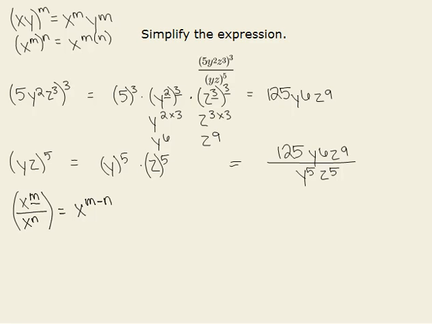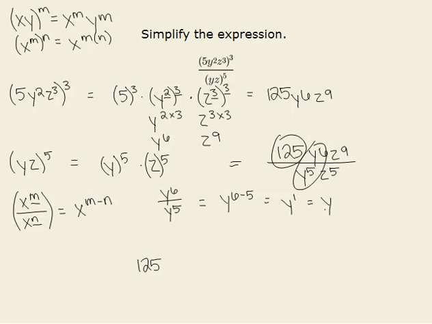So in the numerator, we have the coefficient, and we can write that in our final answer because there are no other coefficients in the denominator. With the y's, we get y to the sixth over y to the fifth, and using the quotient rule, this becomes y to the 6 minus 5, which becomes y to the first, or just y. So we'll write that in our final answer.